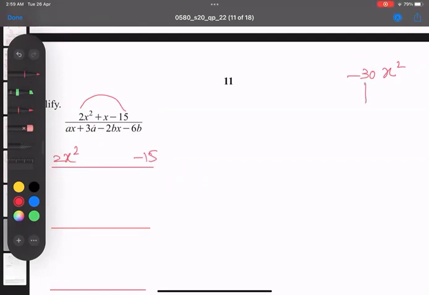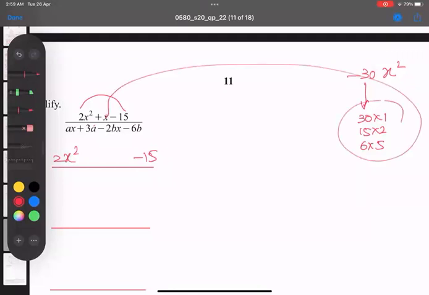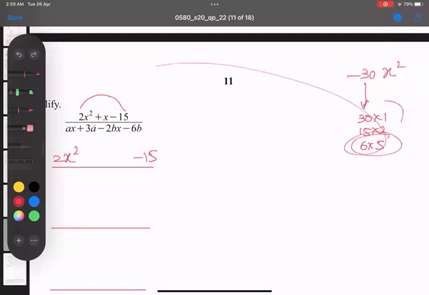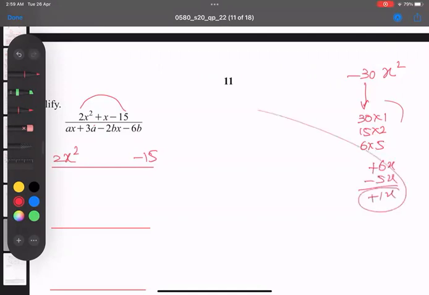Now check 30. How many possible ways are there to get 30? 30 into 1 is 30, 15 twos are 30, 6 fives are 30. Many ways to get 30, but which add or subtract give you 1x? Naturally this gives you 1x, so plus 6x and minus 5x will give you plus 1x, which matches.